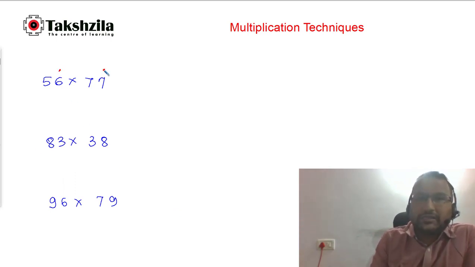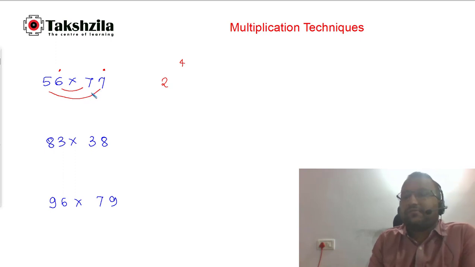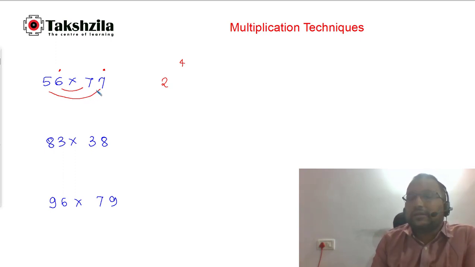6 into 7 is 42. Then 6 into 7, 42. 7 into 5, 35. Now 42 plus 5 is 47, plus 30, it's 77, plus 4 is 81. After that, tenth place into tenth place. 7 into 5, 35, plus 8 is 43.